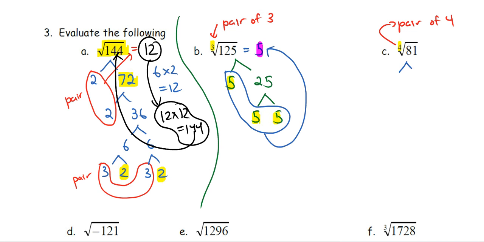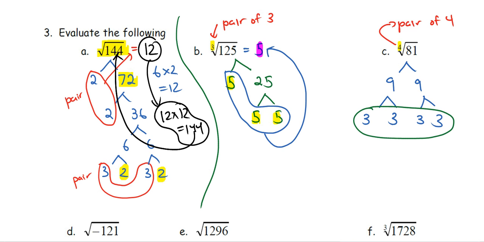Now 81, let's just break this down into 2 numbers. So 9 times 9 gives you 81. 9 breaks down into 3 and 3. And this 9 breaks down into 3 and 3. Well, here are my pair of 4 numbers that are the same, so my final answer here is simply going to be 3.